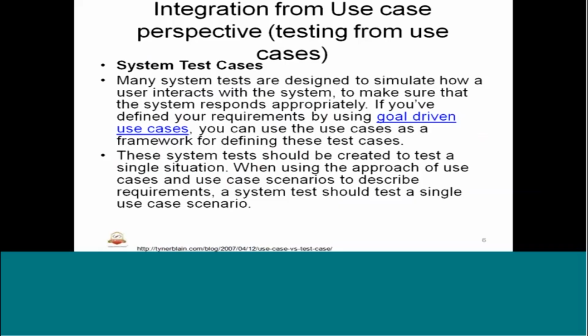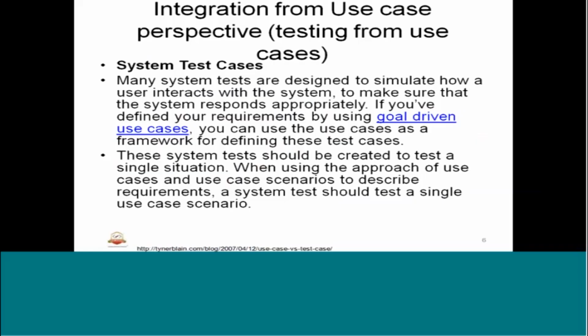To make sure that the system responds appropriately, because the system needs to be subjected to some sort of interaction and the response. If you have defined your requirement by using goal driven use cases, that means we are going to achieve some goal with so many paths. You can use the use cases as a framework for defining these test cases. Definitely these use cases are important and useful.